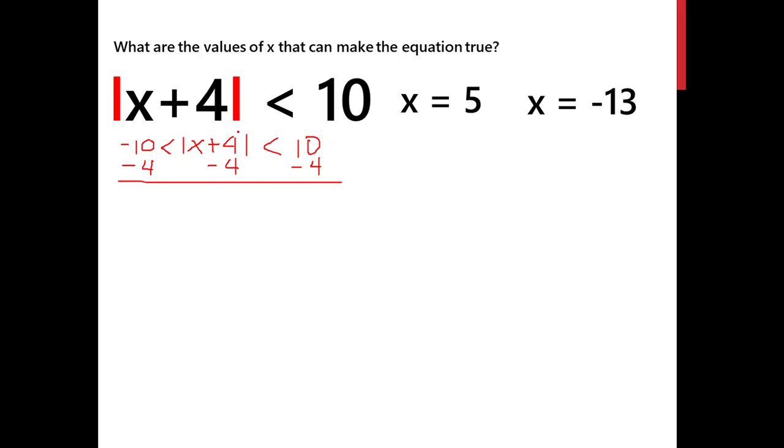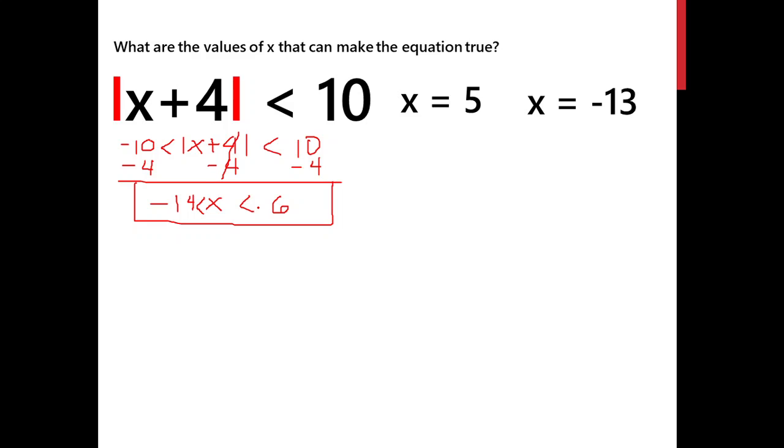So positive 4 and negative 4, that is 0, so what's left is x. I'll bring down the inequality. 10 minus 4, that's 6. Negative 10 and negative 4 is negative 14. And then do not forget the inequality symbol there.